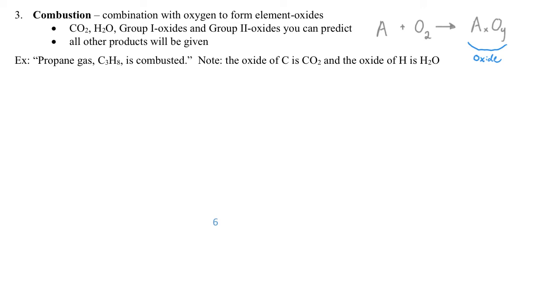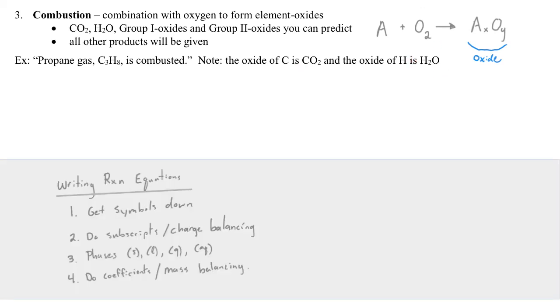Now, one of the most common types of combustion reactions that you will see is when we combust something known as a hydrocarbon. A hydrocarbon is a compound that contains carbon and hydrogen as the elements. These are also known as organic compounds. Now, when we combust a hydrocarbon, we form very predictable oxides. We form the oxide of carbon, which is called carbon dioxide, and we form the oxide of hydrogen, which is water. So when we combust hydrocarbons, we form as products just carbon dioxide and just water.